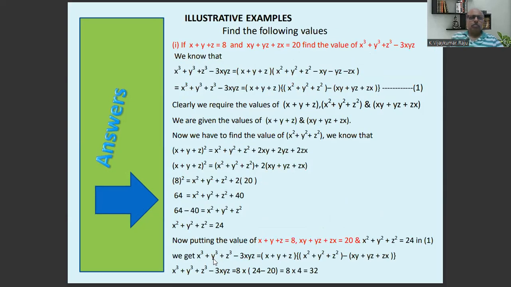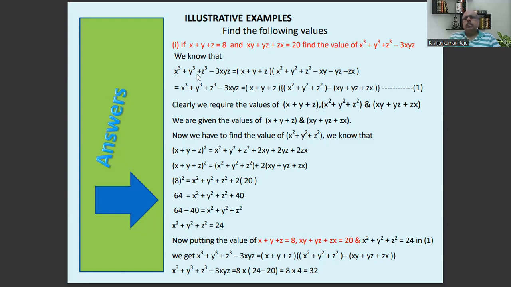Next. This is a special sum. Here the value of x plus y plus z is given: x plus y plus z is 8. xy plus yz plus zx is 20 is given. He wants you to calculate the value of x raised to 3 plus y raised to 3 plus z raised to 3 minus 3xyz. The moment you see this, don't you remember this identity which we have just done?